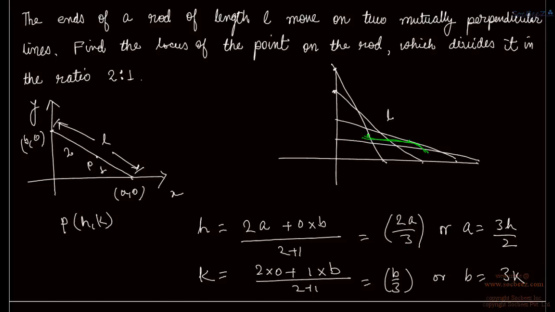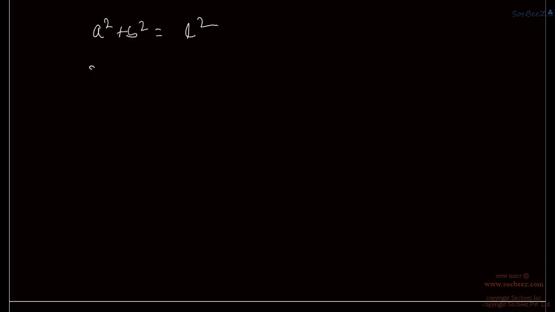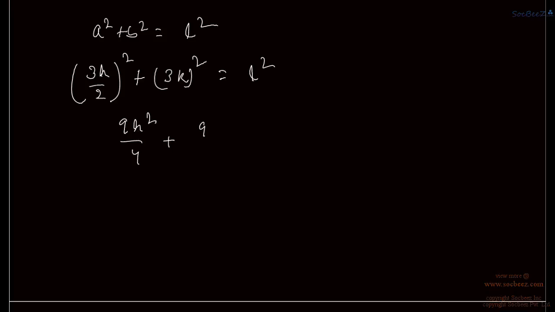So from the relation that L is constant, we have a square plus b square is equal to L square. So we can write a as 3h upon 2 and b as 3k. Substituting the value of a, that is (3h upon 2) square, and b as (3k) square, is equal to L square, that is 9h square upon 4 plus 9k square is equal to L square, or we have h square upon 4 plus k square is equal to L square upon 9.